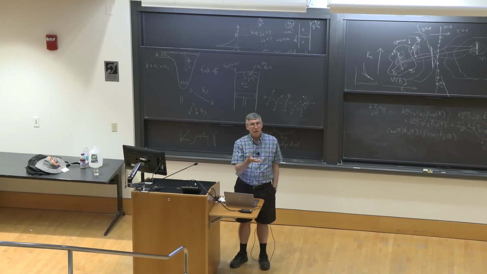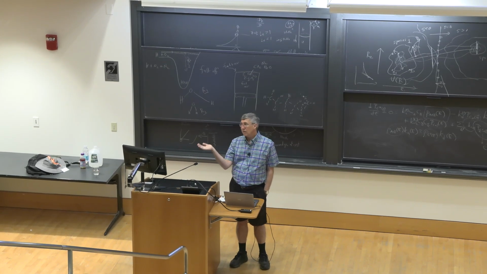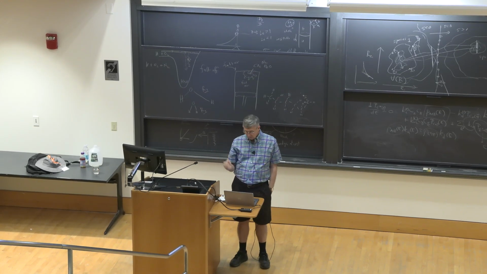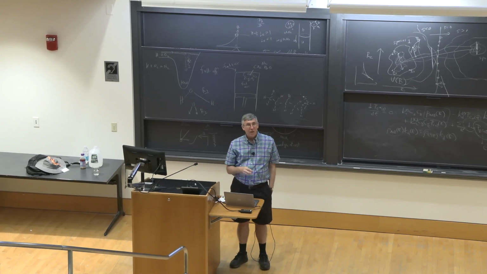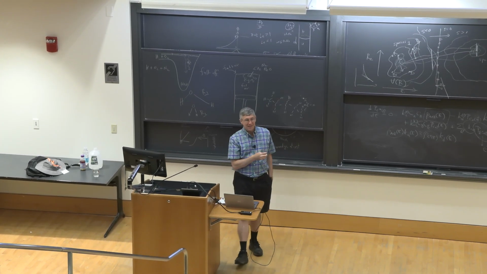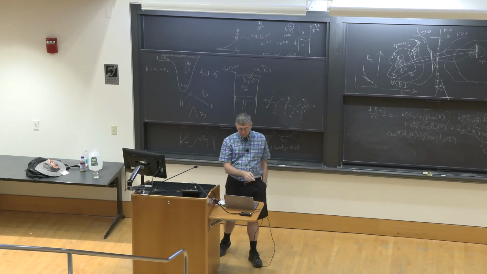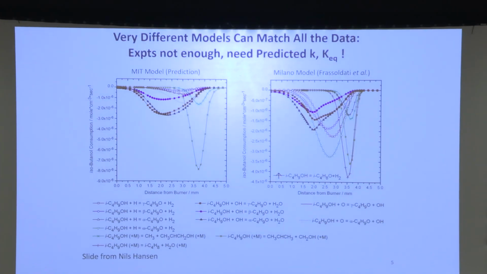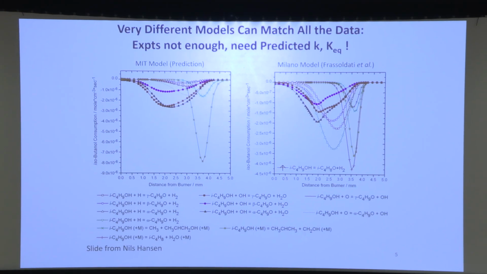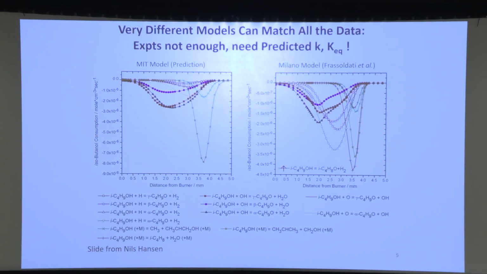Typically, there are many, many models that are consistent with any experiment. And in fact, in this case, there are many, many models because the Milan group also made a model for the same system and also had completely different reactions controlling the consumption of isobutanol. So this was an alarming one.